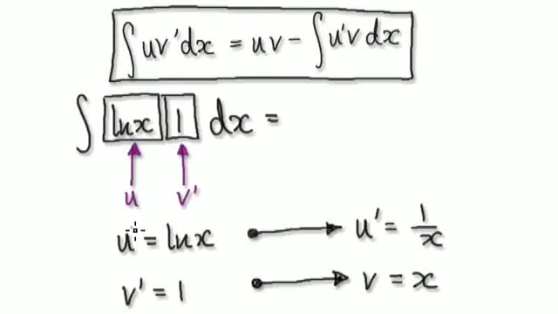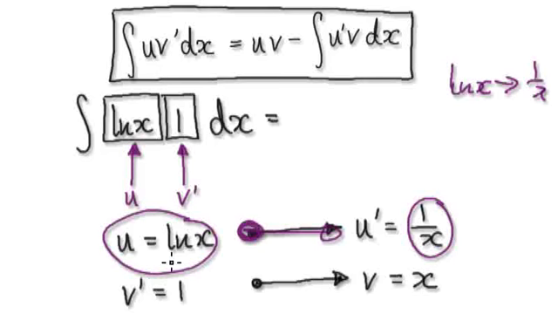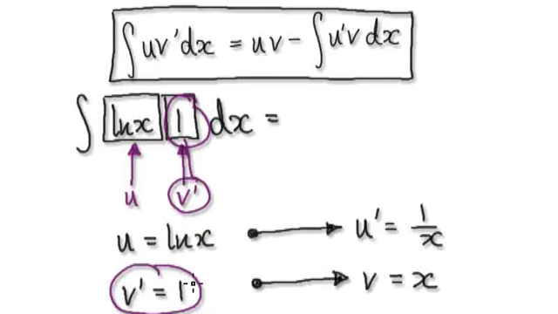Okay, so if we are letting u be the natural log of x, so if u equals the natural log of x, then u prime must be 1 over x. Okay, because if you differentiate the natural log of x, it will give you 1 over x. Now if you look at this bit here, we are saying let v prime equal 1. Now if v prime equals 1, then v must be x. So it's really us integrating this.